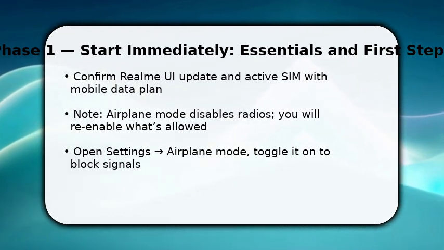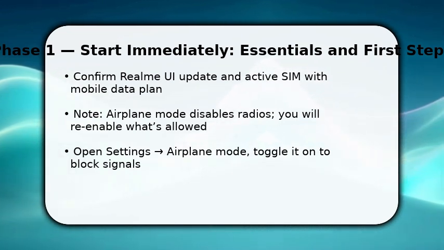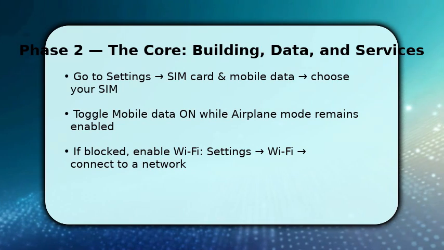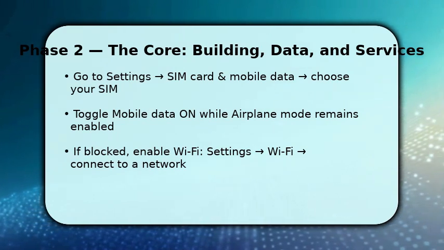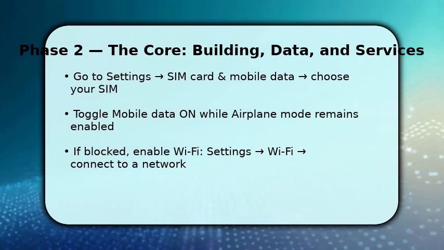Make sure you know which SIM is primary if dual SIM is present, because you'll choose that SIM when restoring data. Let's move to reactivating connections safely. You now attempt to restore data selectively. Go to Settings, choose SIM card and mobile data, and pick the SIM you want to use.